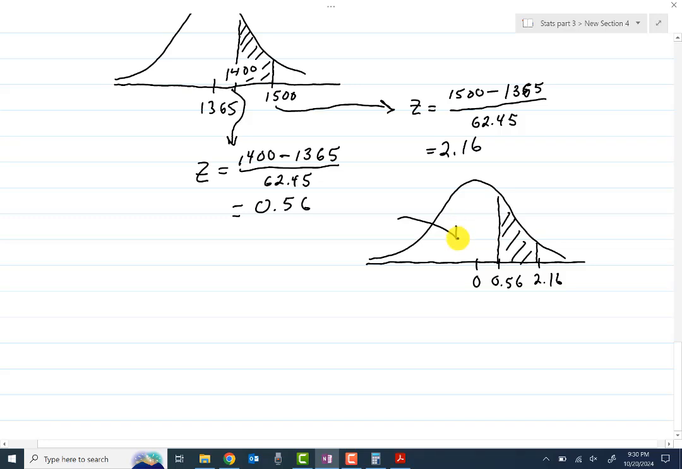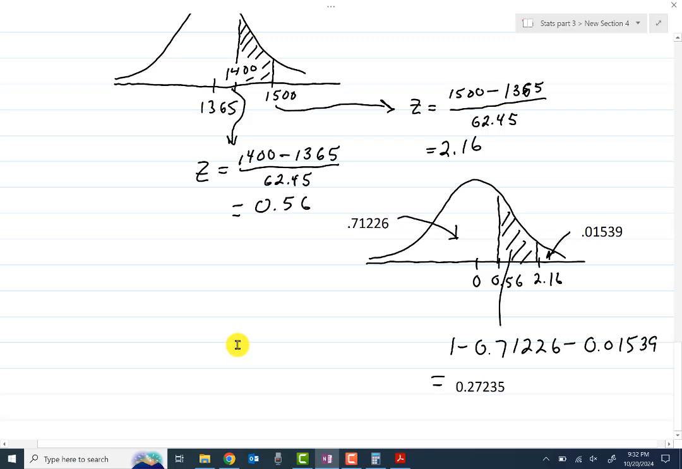And as before, I will get the areas in those white regions and subtract them from 1. Now that I've got those values, what's in between, I will subtract away from 1. 1 minus 0.71226 minus 0.01539. So we end up with a little over 27%.